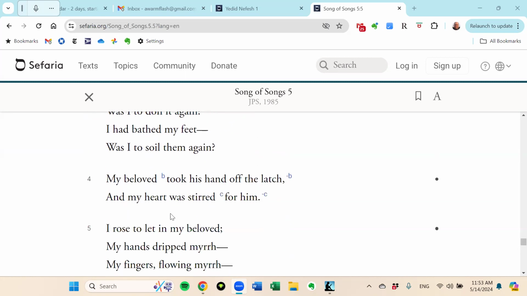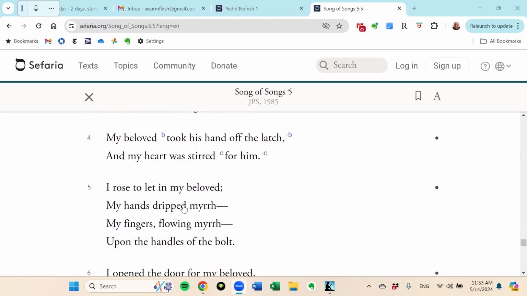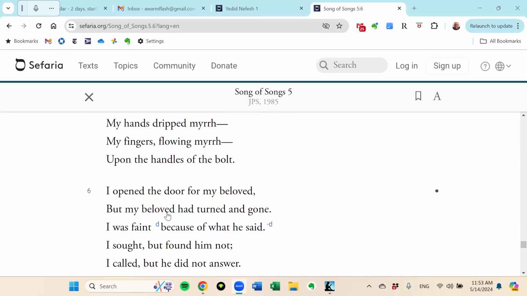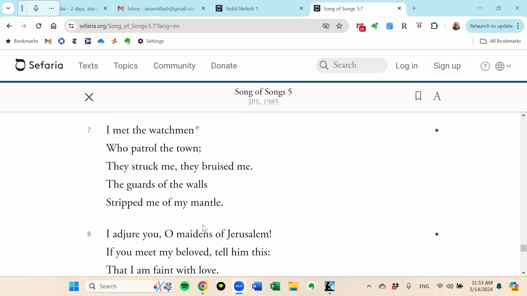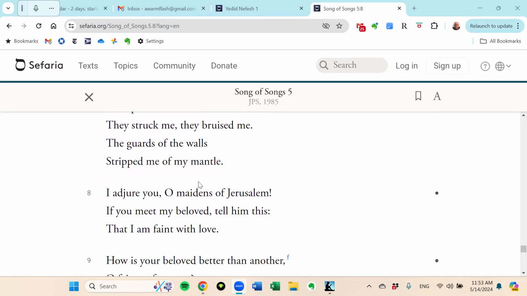"My beloved took his hand off the latch. My heart was stirred for him. I rose to my beloved. I opened the door, but he had turned and gone." He knocked, she got up, he's gone. "I sought him but found him not. I called, but he did not answer." And she goes out. And this time when she meets the watchmen, they strike her and bruise her and strip her cloak off of her. She's willing to allow this to happen if she can only get close to him.